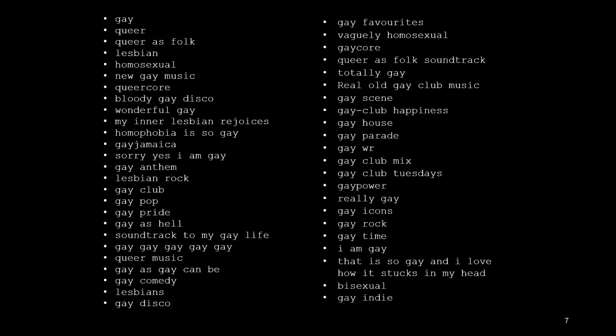So here's a couple of the tags that showed up when I looked for the most common ones. The most common one is the top left: gay, queer, queer as folk, lesbian, homosexual. There's a lot of lovely stuff in here. It kind of makes me happy to look at, to be honest, especially this one down here. That is so gay, and I love how it sticks in my head.